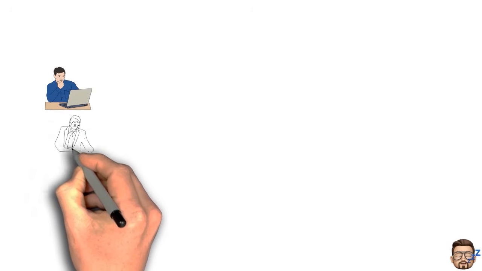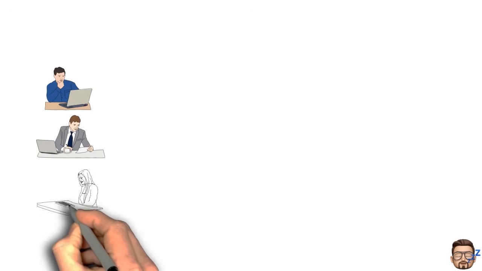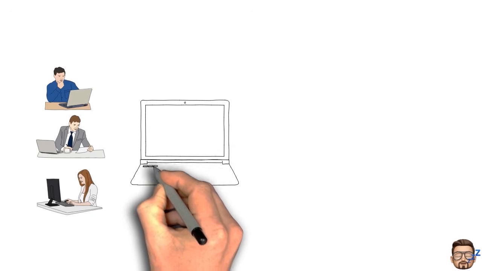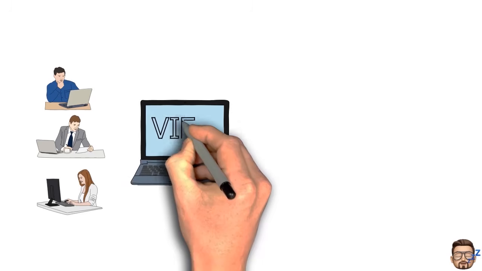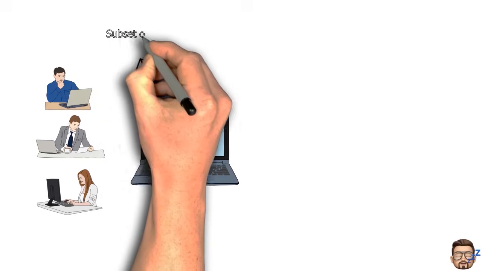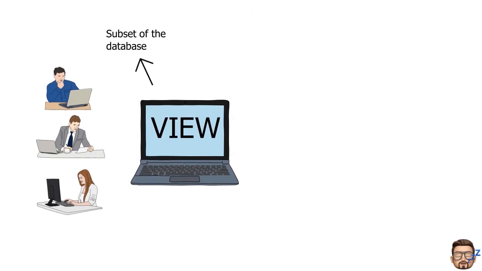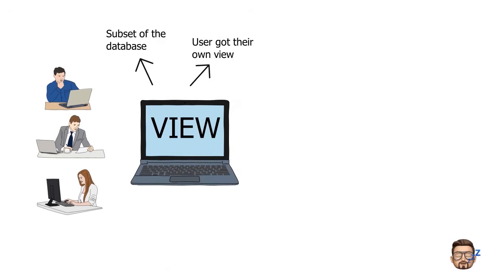Now, let's take a look at the next part, which is about the view. In a database, since we have a lot of data, not all users can see all the data inside the database. That's what we call a view. A view is a subset of the database. Different users will have different views of the database. If you are a sales user, of course you will see only the sales data. If you are an HR user, of course you only see the employee details.